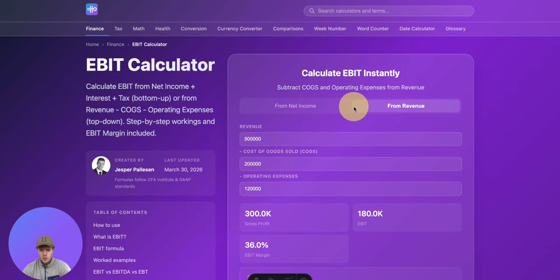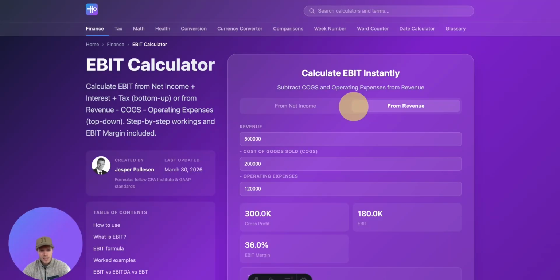Just one pro tip when using this calculator: pay attention to not confuse EBIT with gross profit, because EBIT actually deducts all operating expenses, including SG&A and R&D, not just cost of goods. If you do have a net income figure and want EBIT, then just add back the interest expense and income tax expense to work backwards.